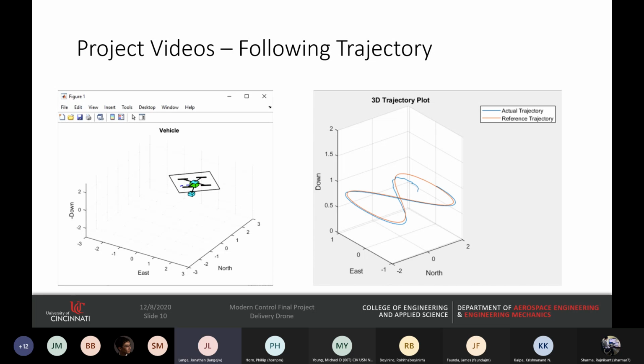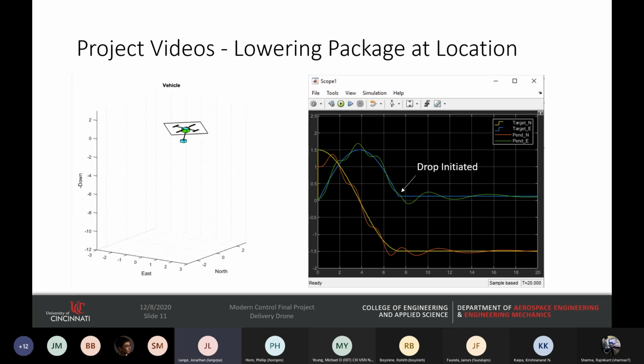So this one is our trajectory tracking. So with wind noise, the quad is traveling around a figure-8 path and following that trajectory. So you can see the results of the actual versus the reference trajectory on the right. So it was doing pretty well at tracking that.